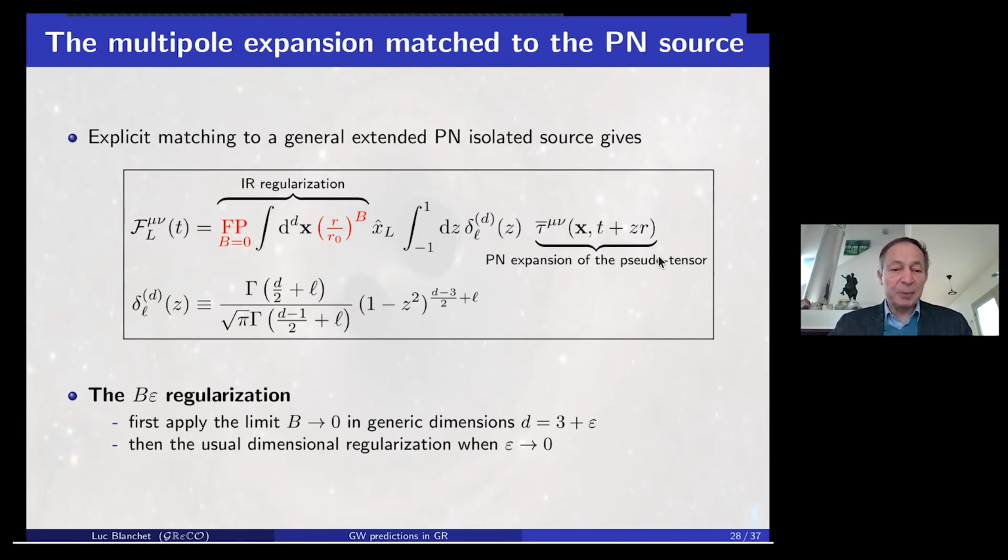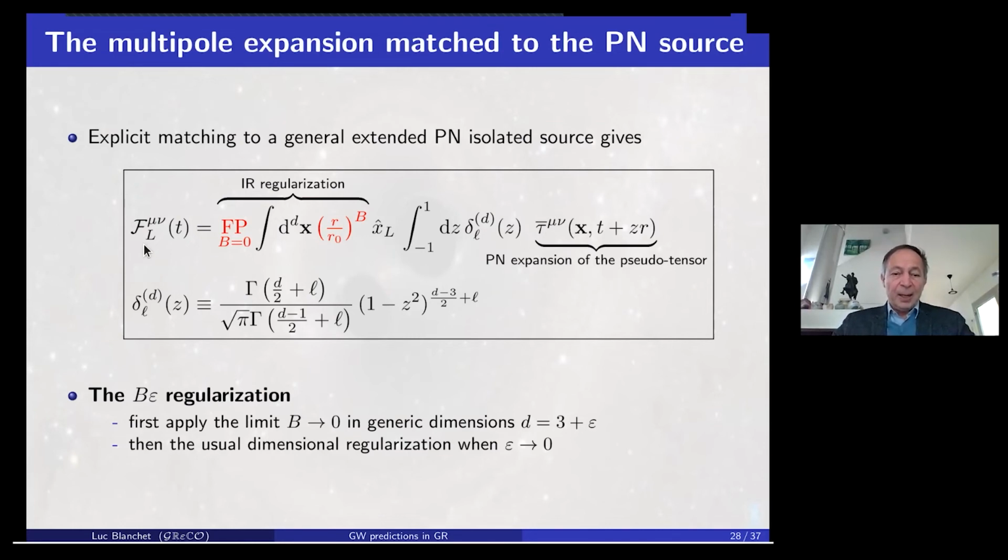So the explicit expression of these functions, again, you will have this infrared regularization, with this process r to the B, which appears there. And this is an explicit expression, which is, by the way, completely convergent. So this, by the way, solves the previous problem of the divergence of multipole moment expressions in our formalism. And the pseudo tensor appears as a source of the multipole moments.